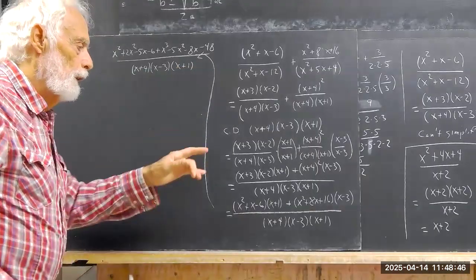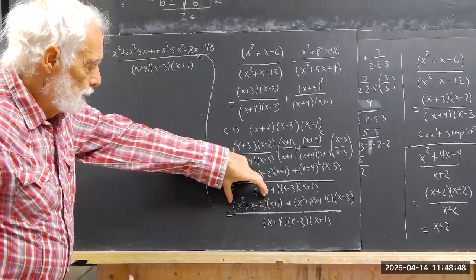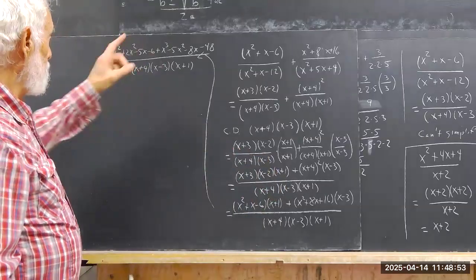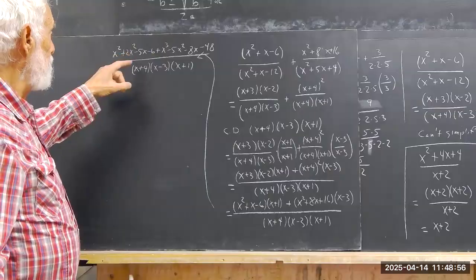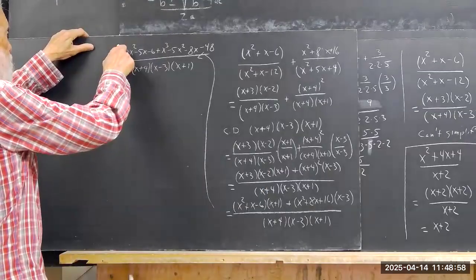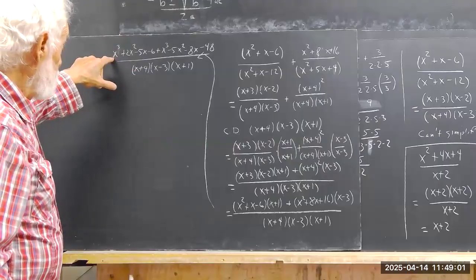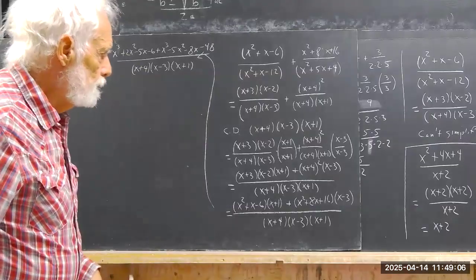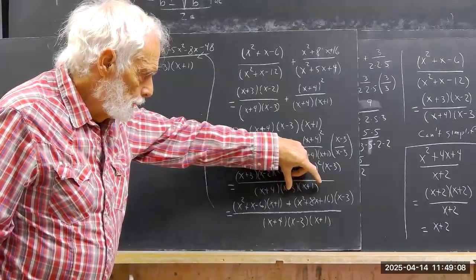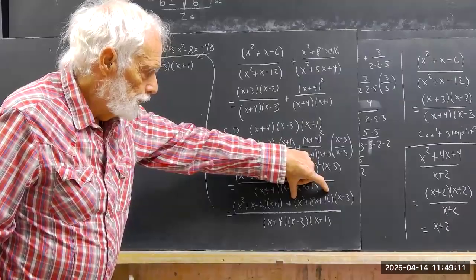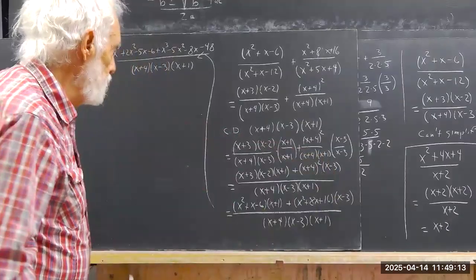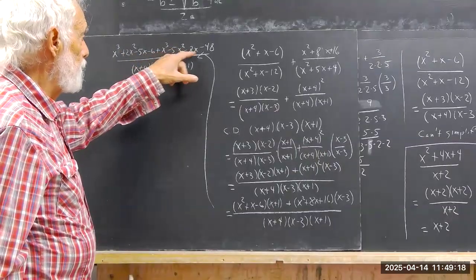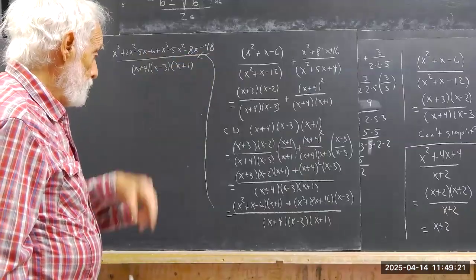So using the distributive law, my x squared plus x minus 6 multiplied by x plus 1, I believe, and I'm not going to check, gives me x cubed plus 2x squared minus 5x minus 6. The second term in the numerator is x squared plus 8x plus 16 multiplied by x minus 3. And if I did that correctly, here's x cubed minus 5x squared minus 8x minus 48.